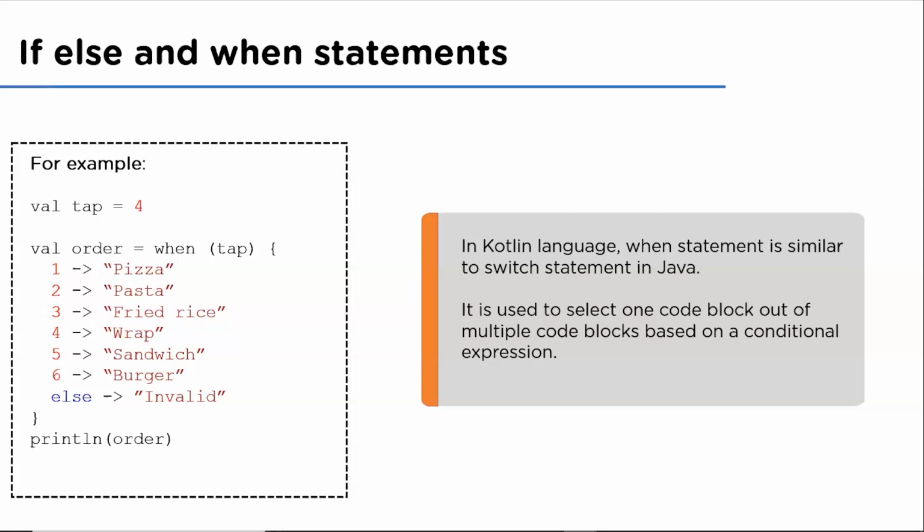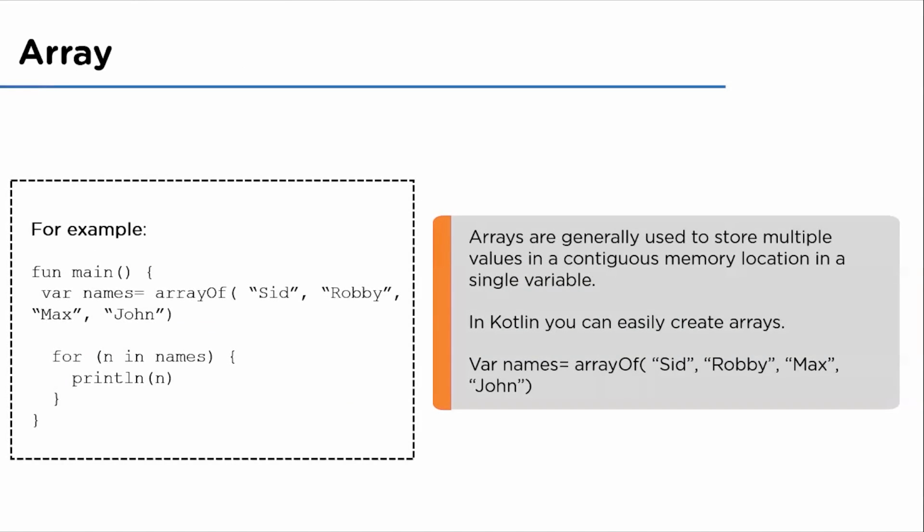Now, let's move on to arrays in Kotlin. Arrays are generally used to store multiple values in contiguous memory location in a single variable. In Kotlin language, to create an array, you have to use the arrayOf function and then write the elements inside the bracket. For example, here names is the array name and Sid, Robbie, Max, John are the elements of the array. In order to print the elements of the array, you can use loops.